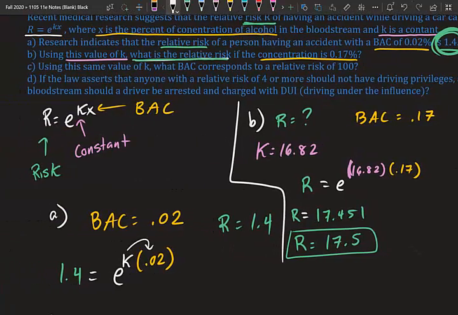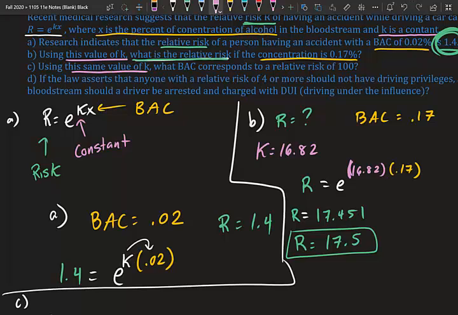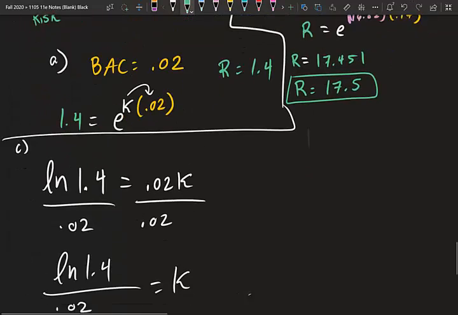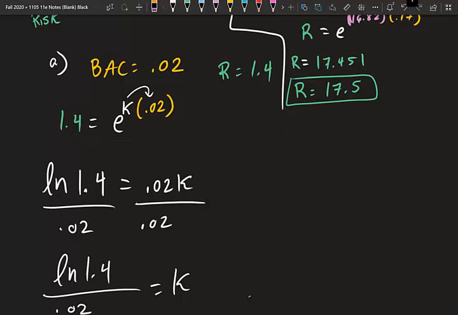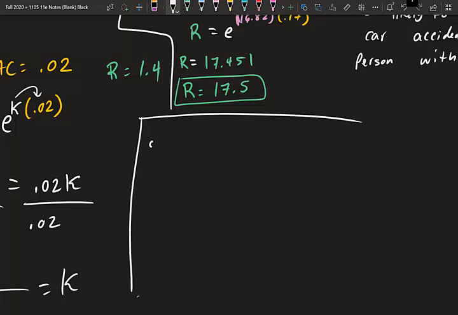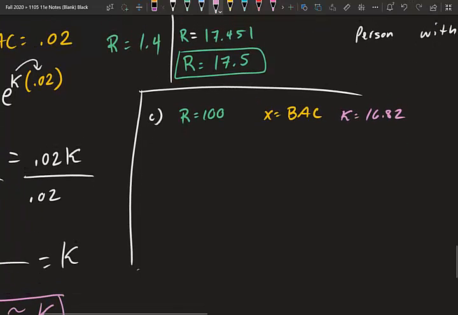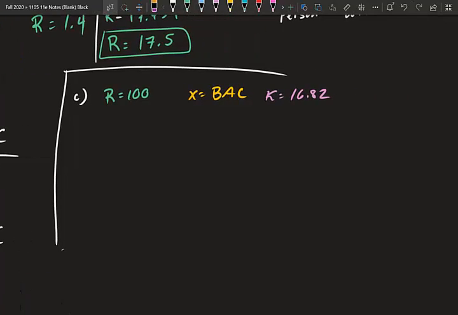Alright, part C. Using the same value of k, what BAC corresponds to a relative risk of 100? So using the same value of k, that's the same value we already have, what BAC corresponds to a risk of 100? We're given risk is 100. We need to find the BAC, which is x, and we're using the same constant of 16.82. So let's go ahead and plug it in.